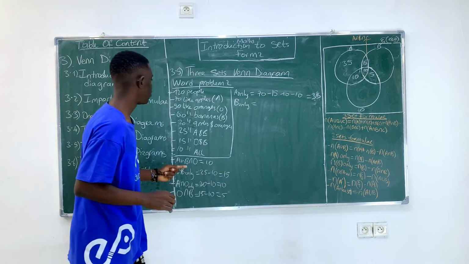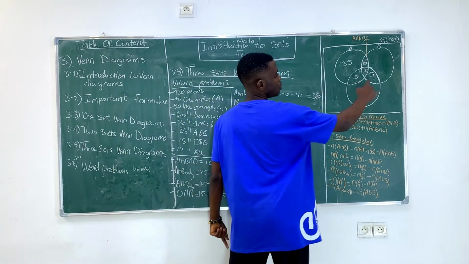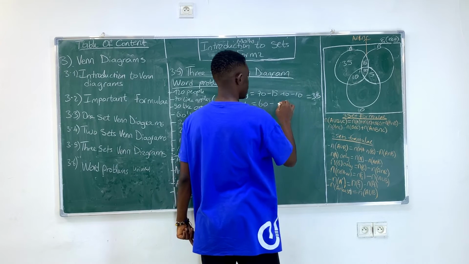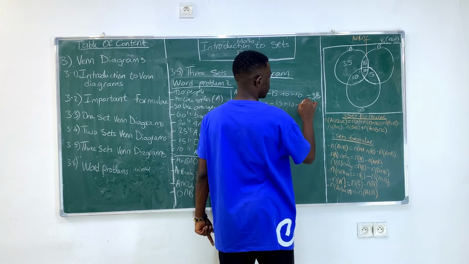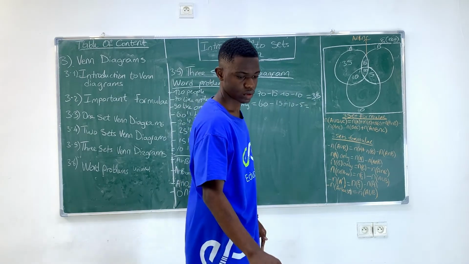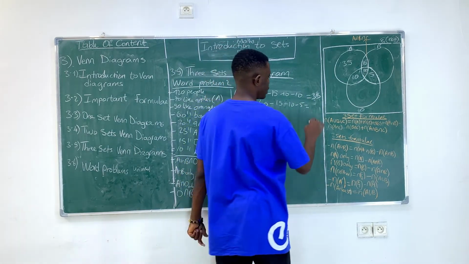Bananas only is the number of bananas originally, which were 60, minus, you remove these things: 15 minus 10 minus 5, that is equal to bananas only 30.